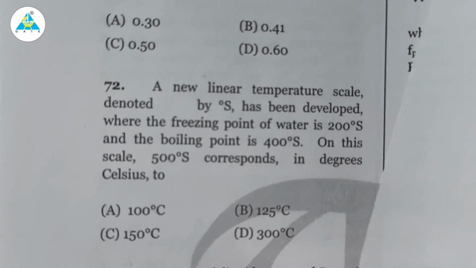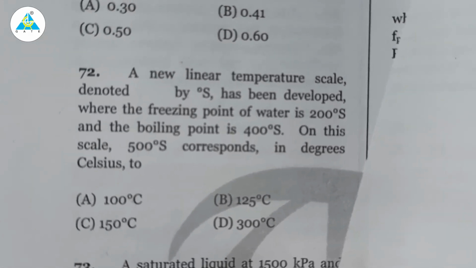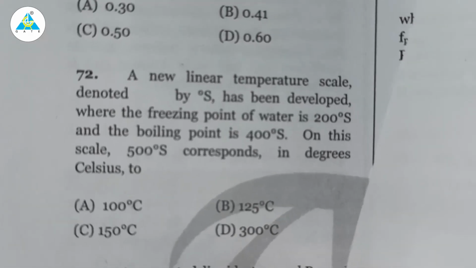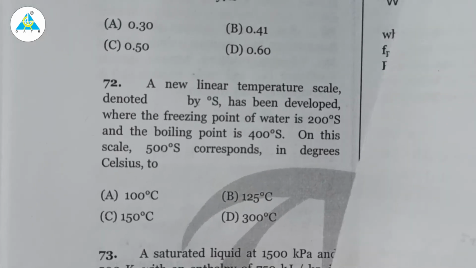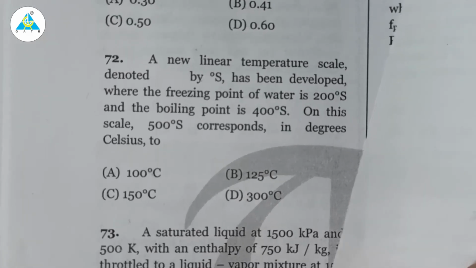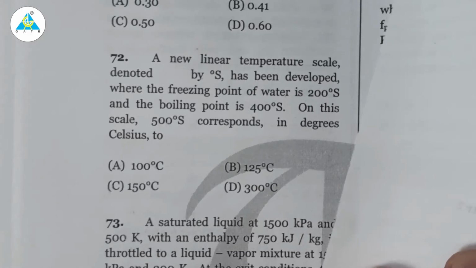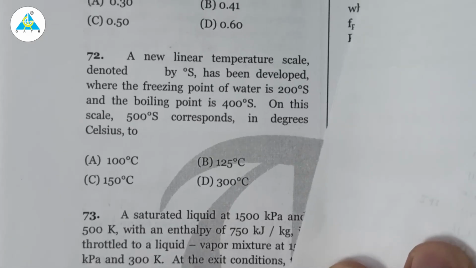I will give you one more question as homework. This is the same type of question we did in our last class. You can read the question: a new linear temperature scale denoted by degree S has been developed. The freezing point is given as 200, the boiling point as 400. On the scale, 500 corresponds to what? This is a GATE question. I think we have done this in the class as well.